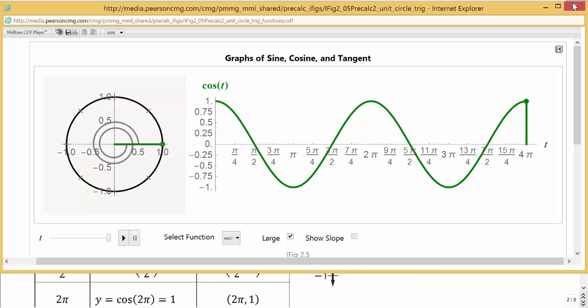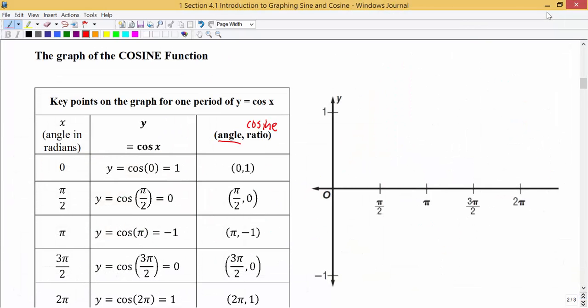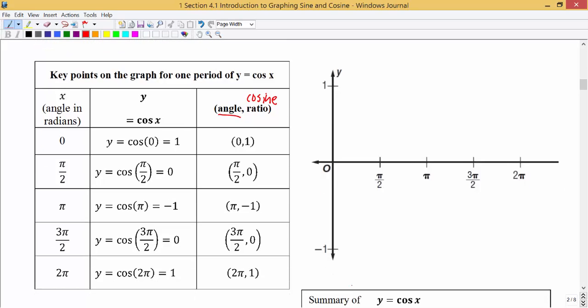Let's go back to our notes here. So we want to keep track once again of just the quadrantal angles. We have 5 key points again. Let's actually graph them. So if we have 0 angles, or 0 radians for our angle, the cosine value of that is 1.